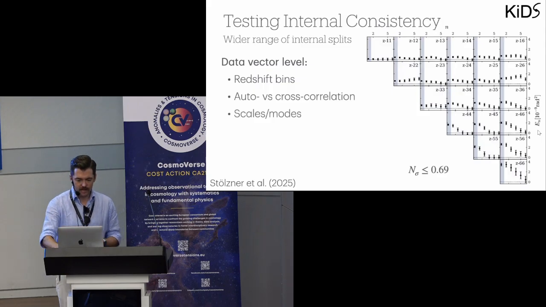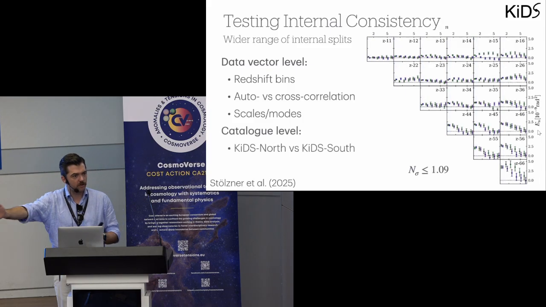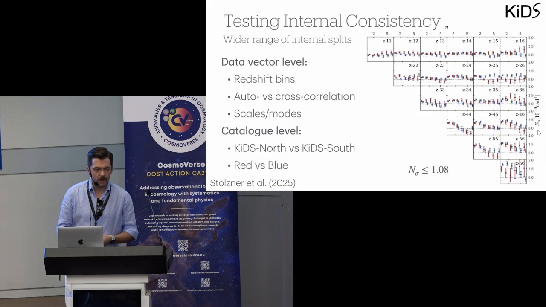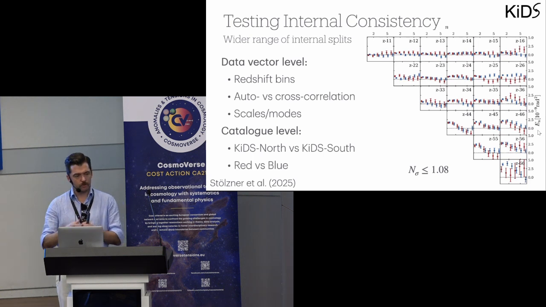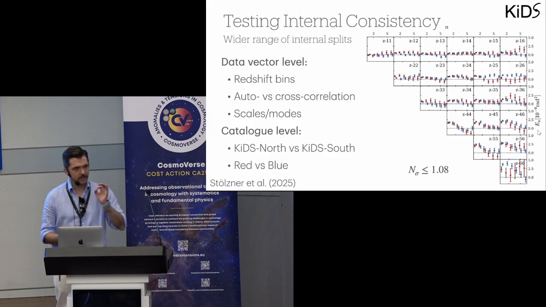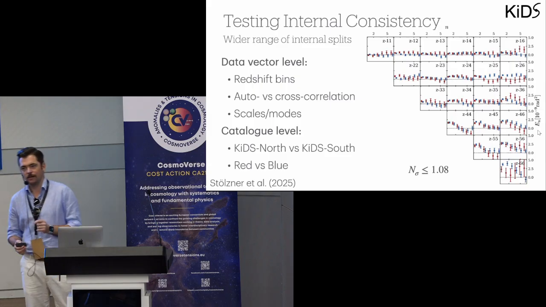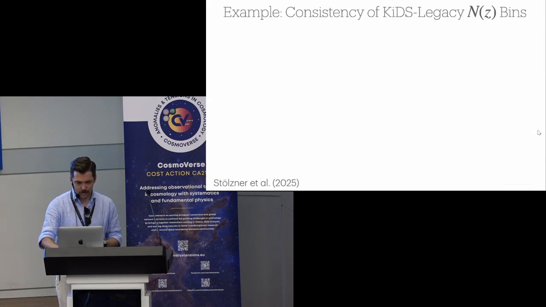We also did a bunch of catalog-level splits, so we reanalyzed the entire survey as multiple surveys, where we have a split in the north and the south, and also a split in red versus blue. And in all of these cases, the 2 halves or the different splits are fully consistent with one another. There is no indication in any of the tests that we have done that there is any internal inconsistency with KiDS-Legacy, which is very, very nice.